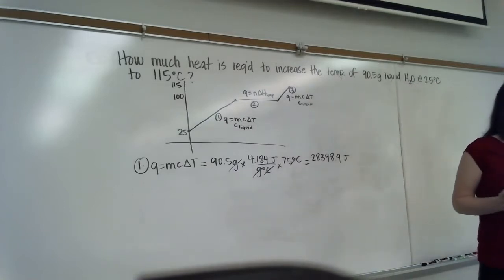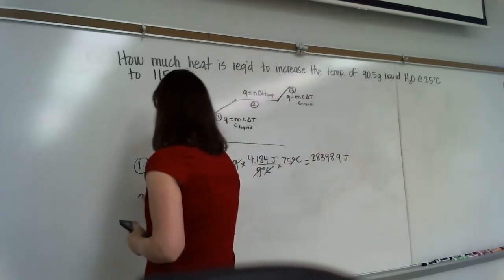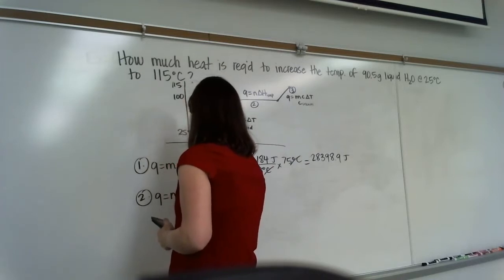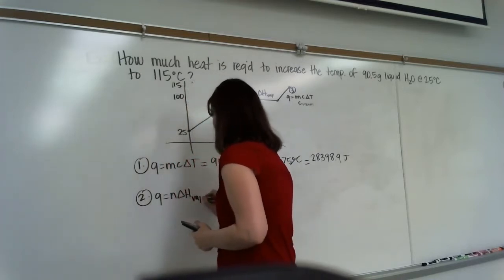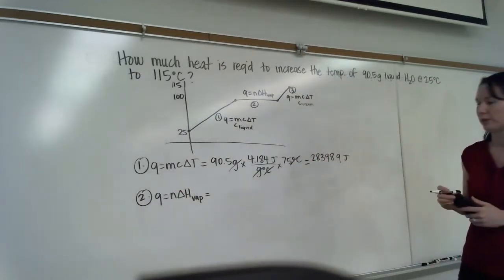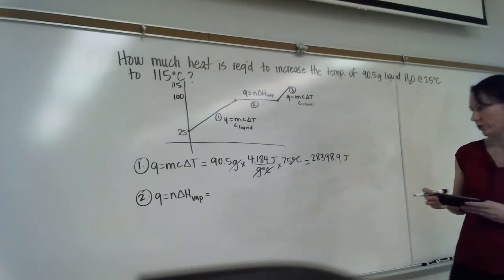Agree on step 1? All right, let's do step 2. Now we're going to vaporize that water. So Q equals n delta H vaporization. What do I have to do before I can multiply by heat of vaporization? Got to convert it to moles, right?